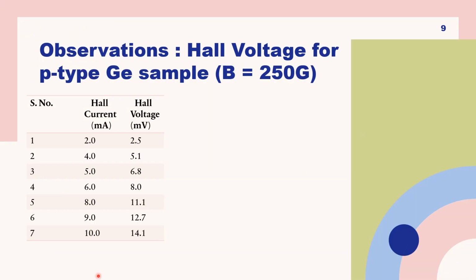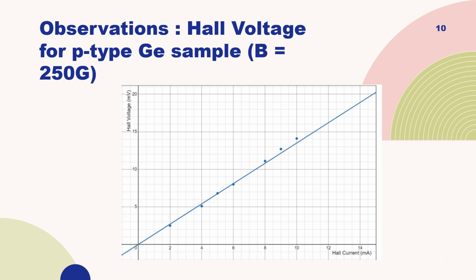So here are the observations for Hall voltage for a P-type germanium sample at the constant magnetic field B equal to 250 Gauss. We can see that the Hall voltage increases linearly with the Hall current, and so from this table we can deduce that the slope of the graph between Hall voltage and Hall current does not vary, which means the Hall coefficient is constant for the sample in this range of applied current. Here is the graph between the Hall voltage and Hall current for a P-type germanium sample, and we can see that it's fairly linear.